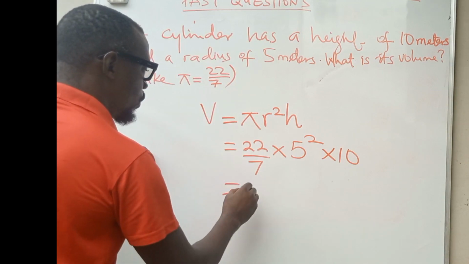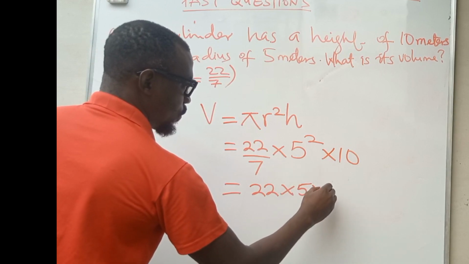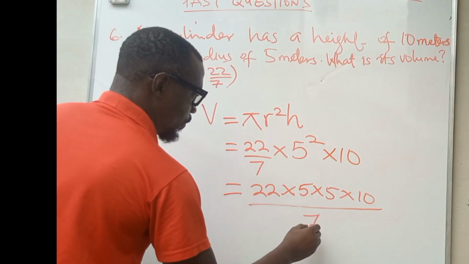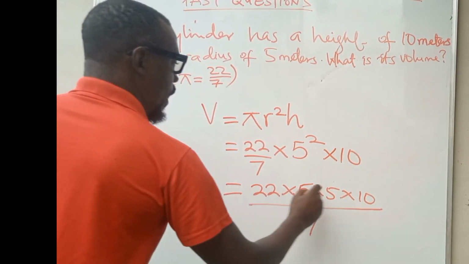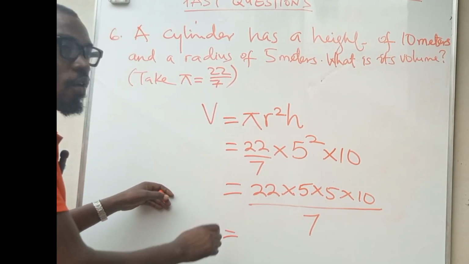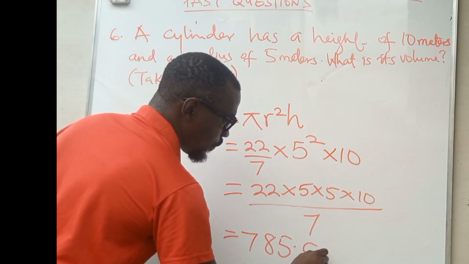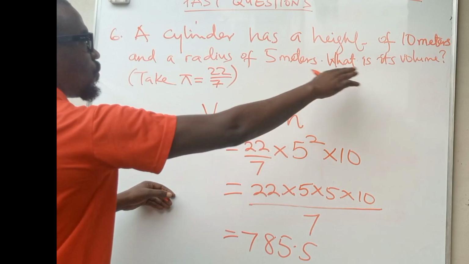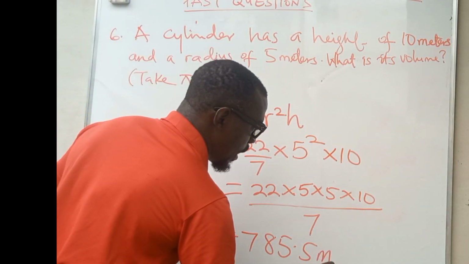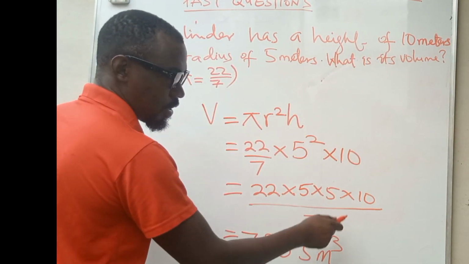This is still going to give us 22 multiplied by 5 times 5 times 10 divided by 7. If you multiply all this together and divide it by 7, your answer will be 785.5. Don't forget the question says volume. Volume is always in meter cube. If it is centimeter, it will be centimeter cube.